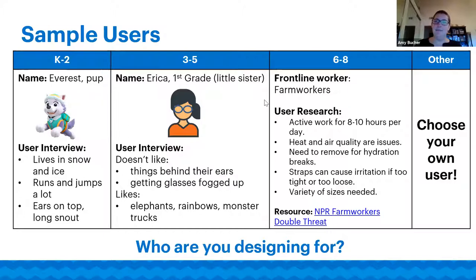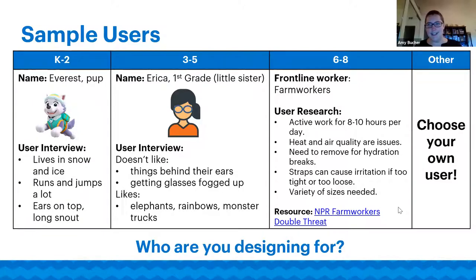And then for 6 through 8, if you want to choose that age range, you could design for farm workers in general and try to design some masks that might fit their needs. So they're active, they have heat and air quality issues, and they need to be able to hydrate and have a variety of sizes, and we've included a resource that you might, for example, use. So you can put into chat who you're designing for if you would like.